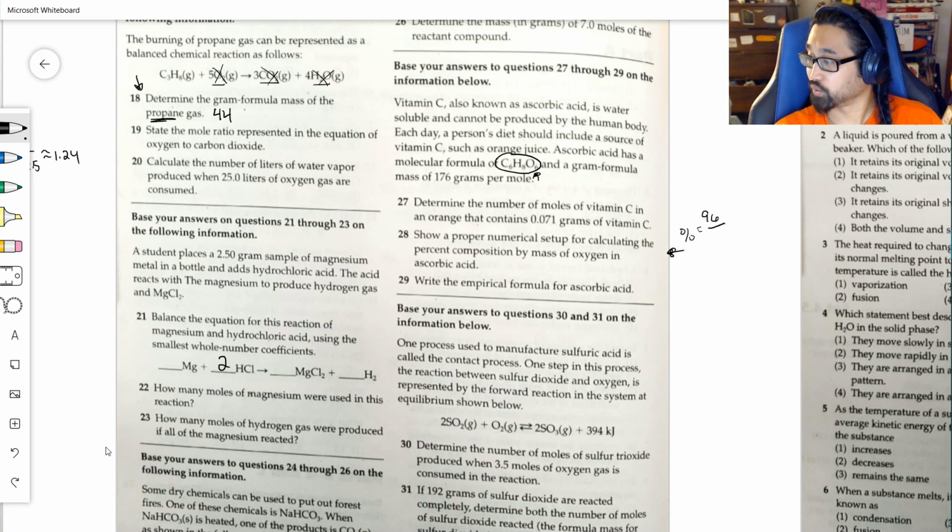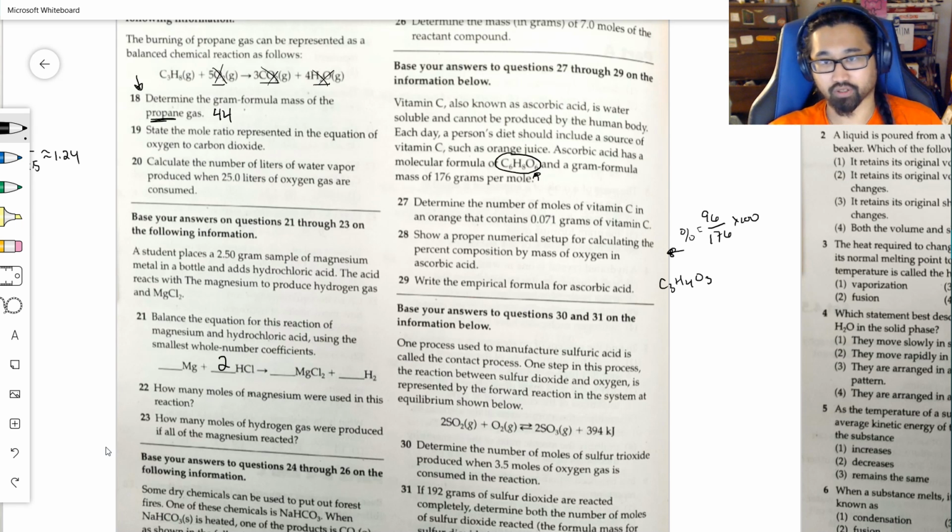The mass of the whole thing was 176. And then you need to multiply by 100. Then, the empirical formula for ascorbic acid, C3H4O3, because you take all of the numbers and you reduce them down as far as possible.